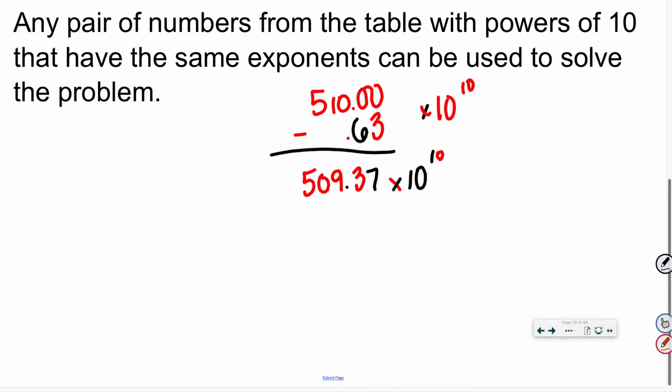How would I do that? What is the first number when this is in scientific notation? 5.0937. And what would my exponent be? 10 to the 12th. Yep, these two place values, I would have to shift them over to the exponent of 12. Did everyone get that? Did anyone not get that? Okay.